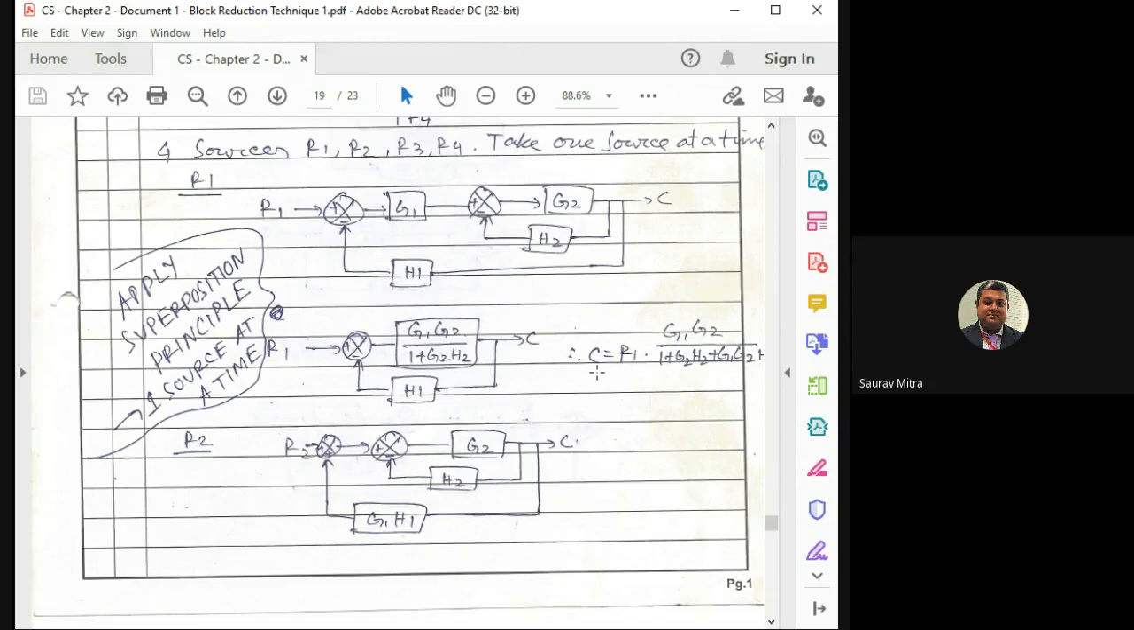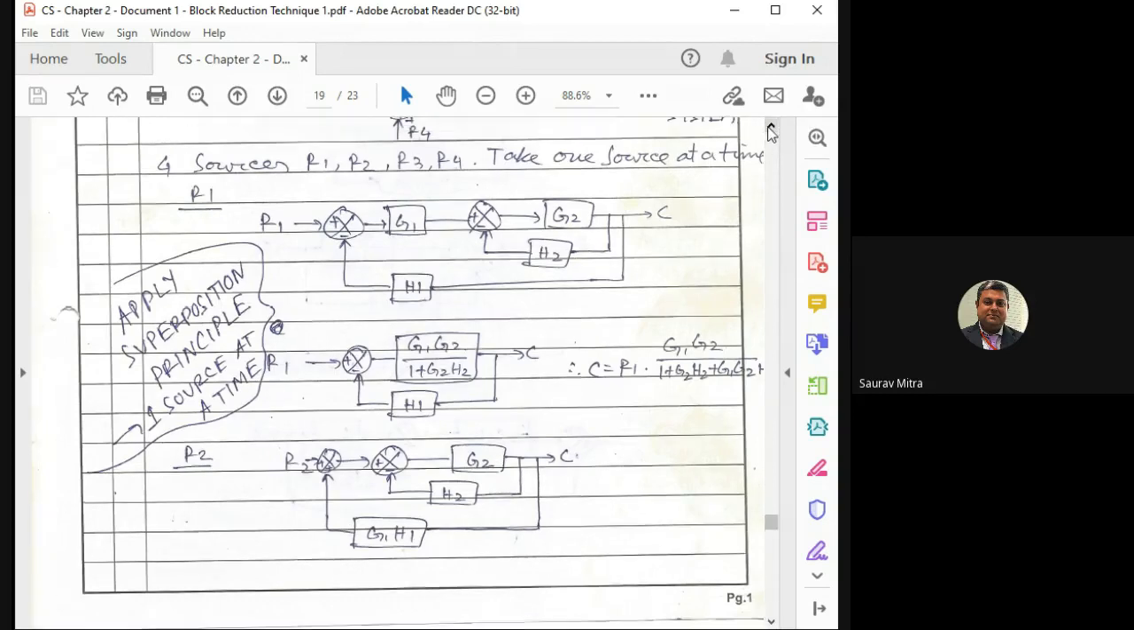Okay, finally what we'll do is, we'll find 4 outputs. So C for source R1, C for source R2, R3 and R4. All those 4 C's we find. All those 4 outputs we'll find for source R1 acting alone, source R2 acting alone, source R3 and R4 acting alone. Then final C is nothing but addition of all these, each R multiplied by its transfer function. So that will be the final output. That is, C is equal to part of R1 plus part of R2 plus part of R3 plus the part of R4. That is it.